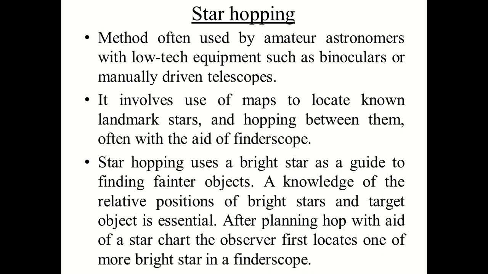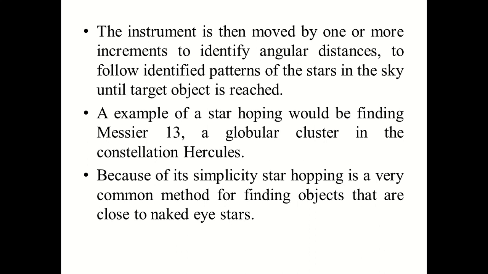After planning a star hop with the aid of a star chart, the observer first locates one or more bright stars in a finder scope. The instrument is then moved by one or more increments to identify angular distances, to follow identified patterns of the stars in the sky until the target object is reached. An example of star hopping would be finding Messier 13, a globular cluster in the constellation Hercules.